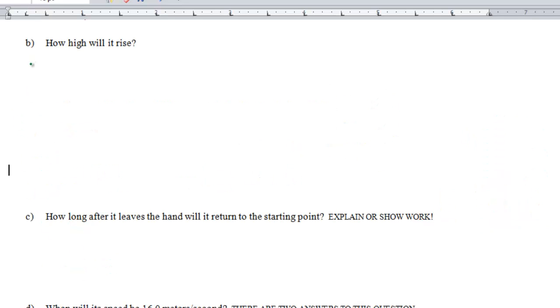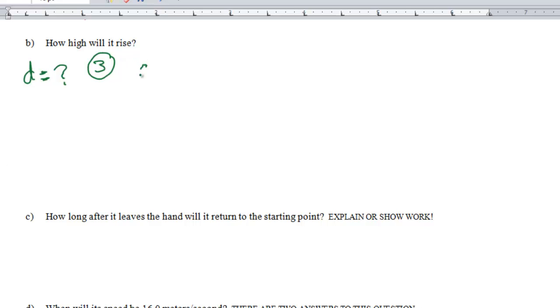Okay, question B, how far will it rise? So we're asked to find the displacement here, and the rest of the information is still the same. So to solve for the displacement, you can use equation number 1, number 3, as well as number 4. Okay, 1, 3, or 4 will all work for this problem. So let's go ahead and use equation number 3. V final squared equals v initial squared plus 2 times the acceleration times the displacement.